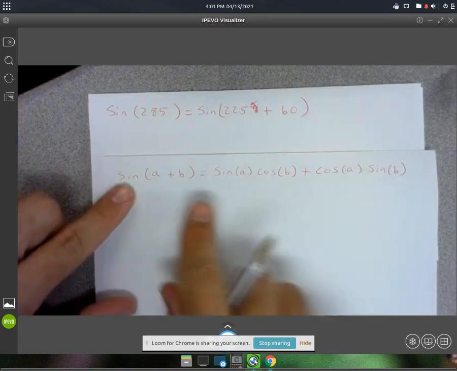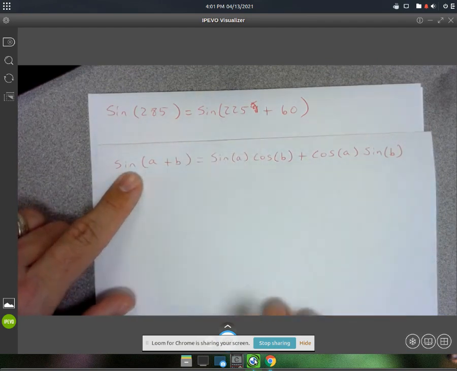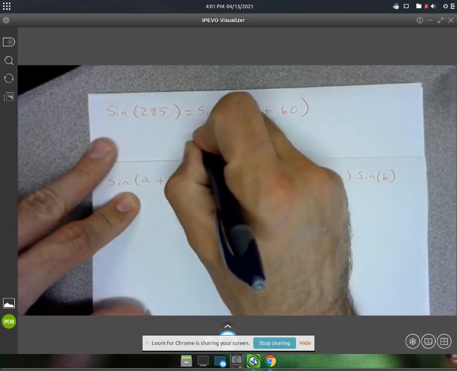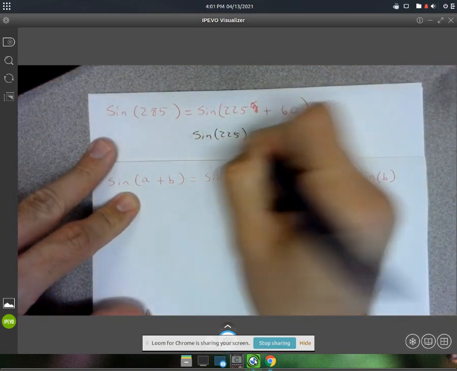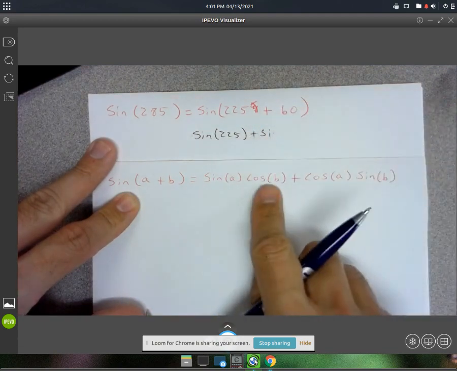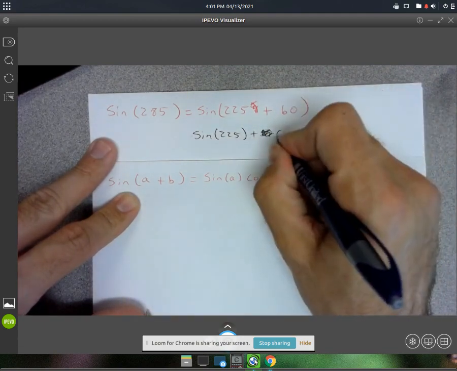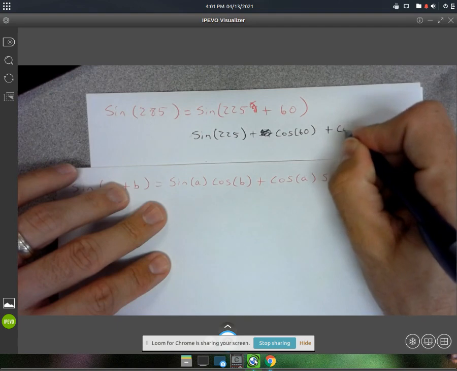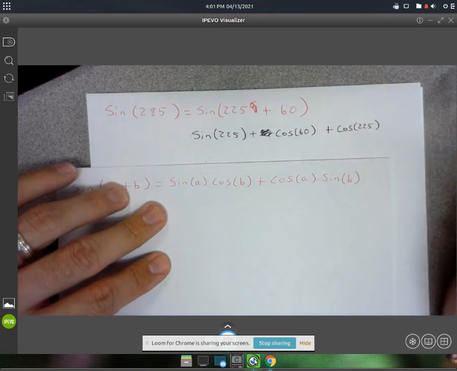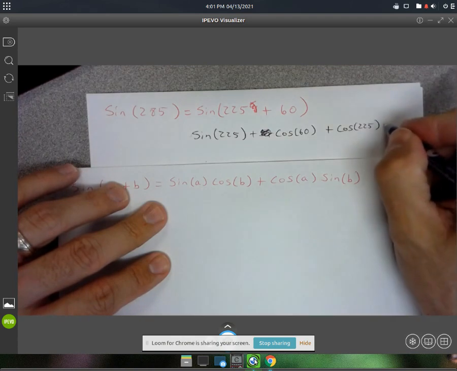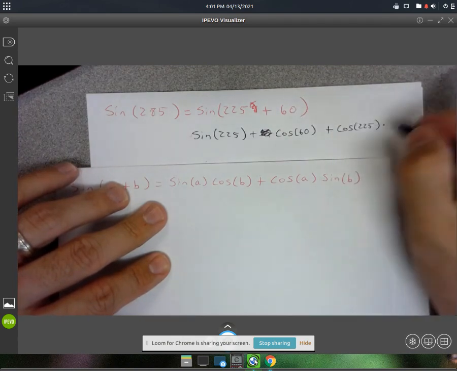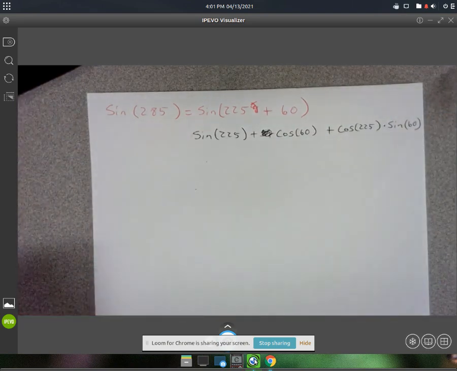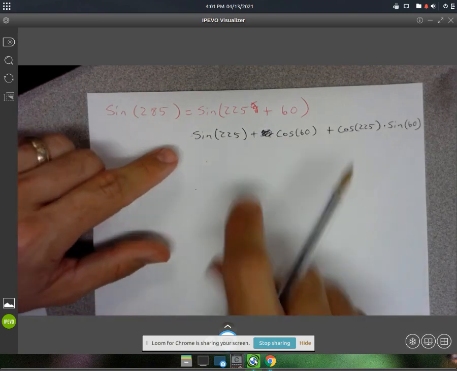All right. So I'm using my sum formula, and my A is 225 and B is my 60. So it's going to be sine of A, sine of 225, times the cosine of 60, plus the cosine of 225 times the sine of 60, which is my beta. Sine of 60. Okay? And then we'll just simplify each of these.